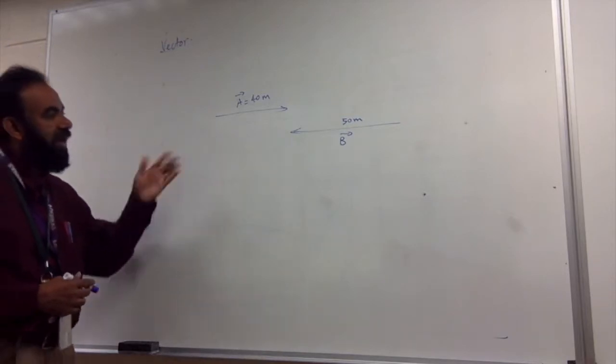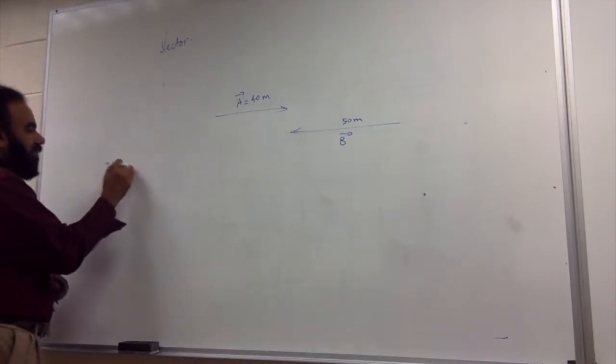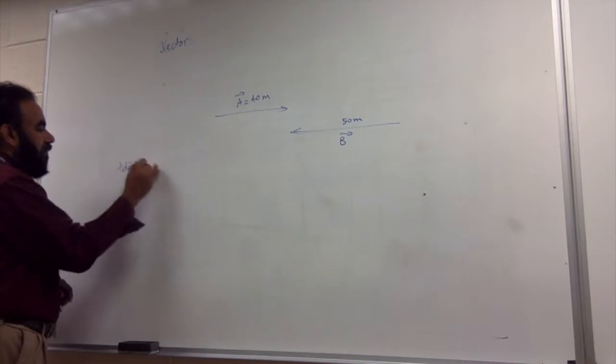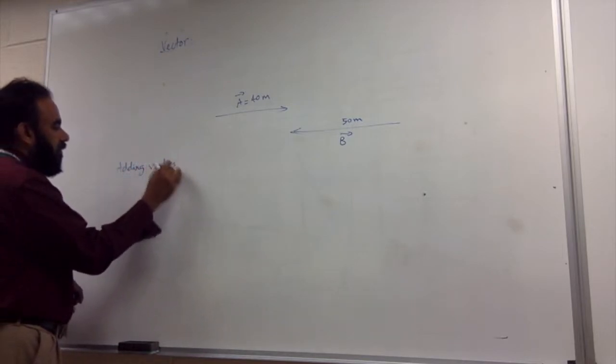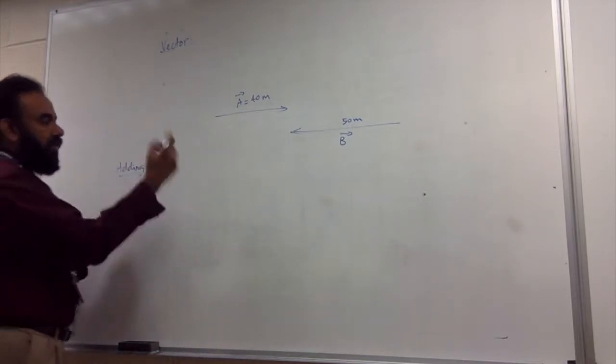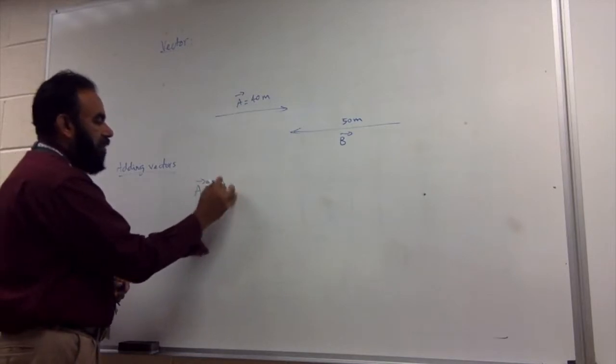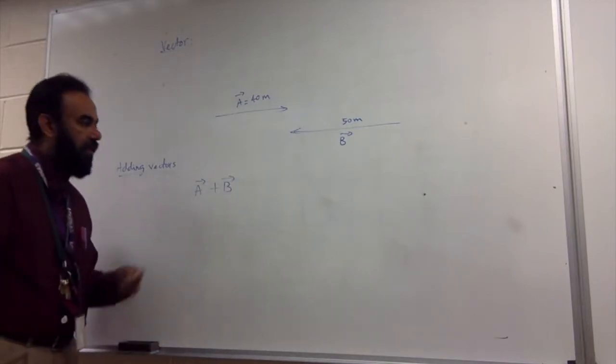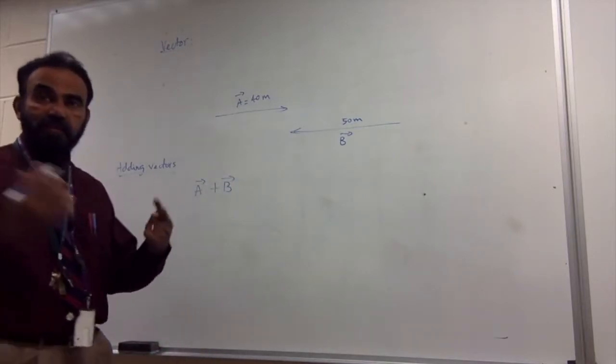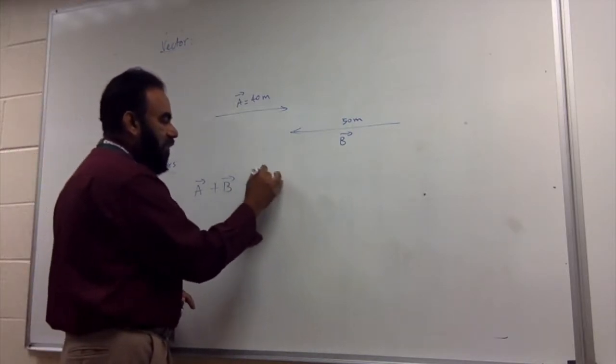So how do you add vectors? Adding vectors. What I'm going to do is basically A plus B. And A plus B will give me an answer, which is what we call the resultant.